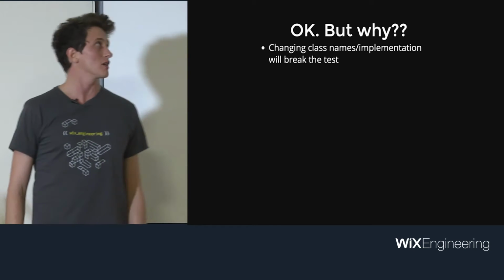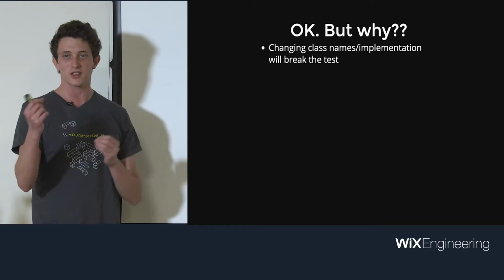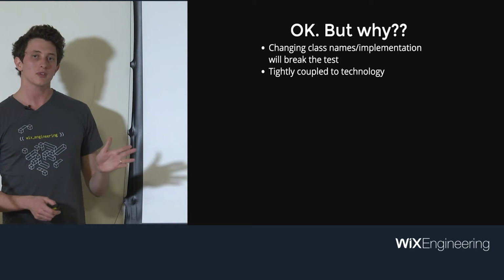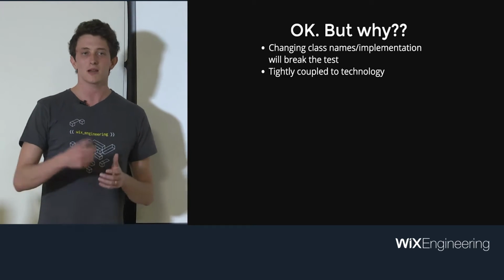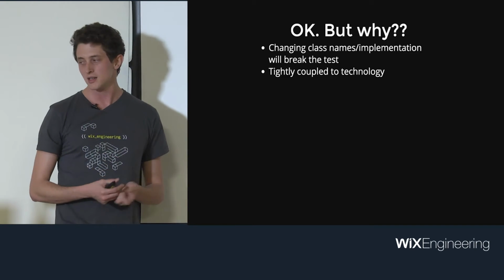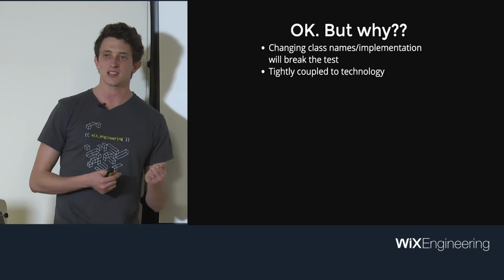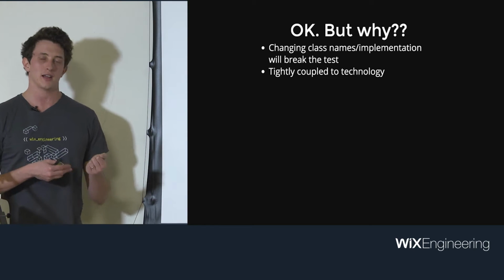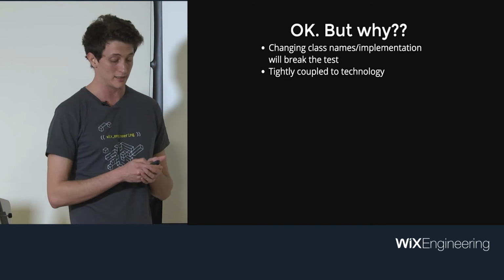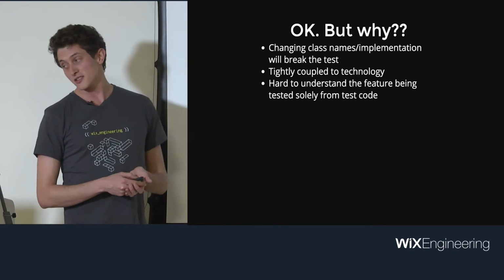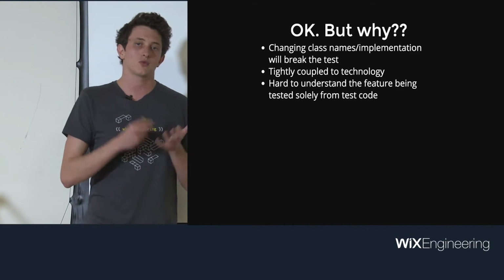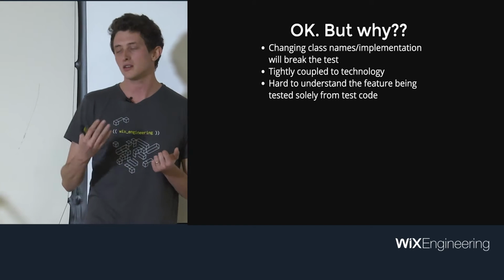So first of all, when we change class names of the to-do app, the test will break. It's tightly coupled to technology. For example, if I wrote it with Angular or React, I probably had to use things like scope digest or enzyme or React test add-ons to simulate clicks. It's hard to understand the feature. If you read one test, it will not make sense. It will not be pure English.